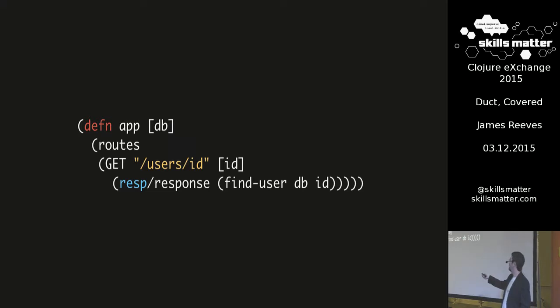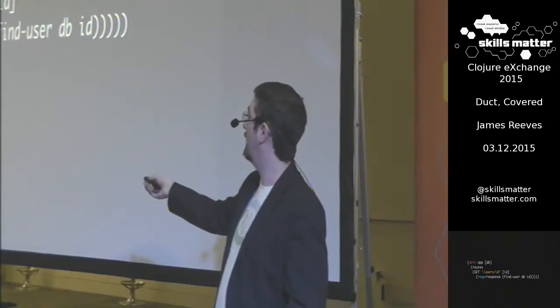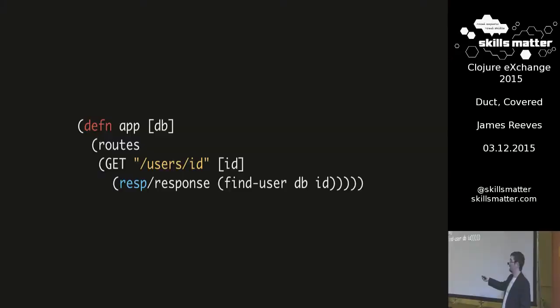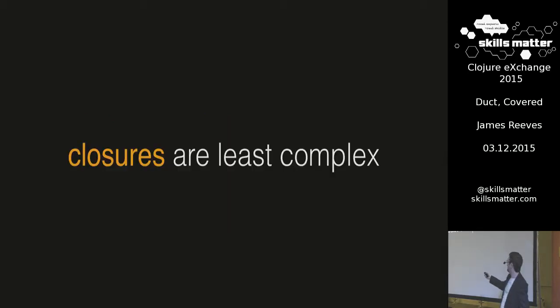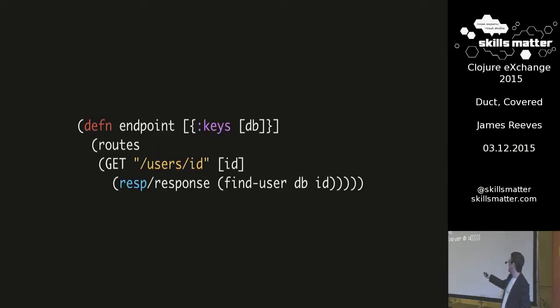So here we have a function that takes in the database, takes in a configuration, and returns a handler. And in Duct, this is called an endpoint. And so that we can pass multiple configurations, because we might not just be passing a single database, but we may be passing things like cache, queue, multiple configurations, we just make it a map. So we pass a map to a function, and that returns a handler.